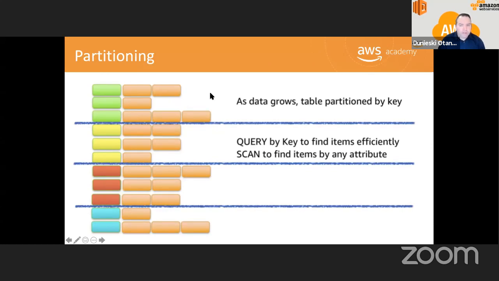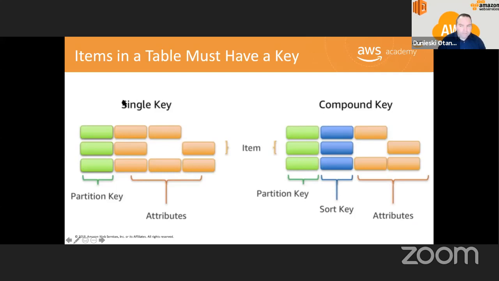So we have the partitioning here. As data grows, the table partitions by key. You query by key to find items efficiently. We can also have something called scan. You can scan to find items by any attribute. I'm going to show you on the table. So you can have a single key, a partition key, and attributes, or you can have a partition key and a sort key. The sort key is usually a date, and the partition key can be an ID.